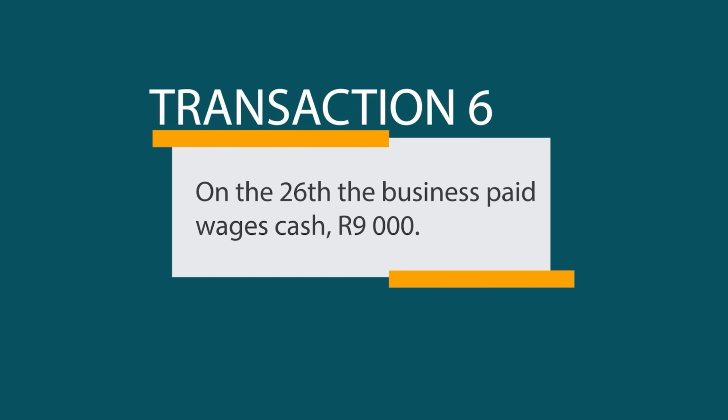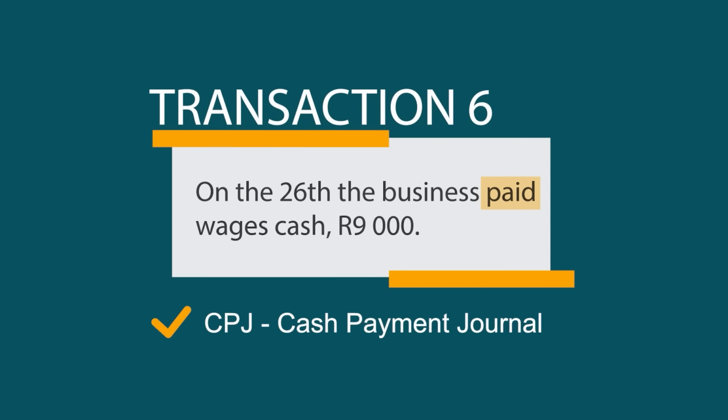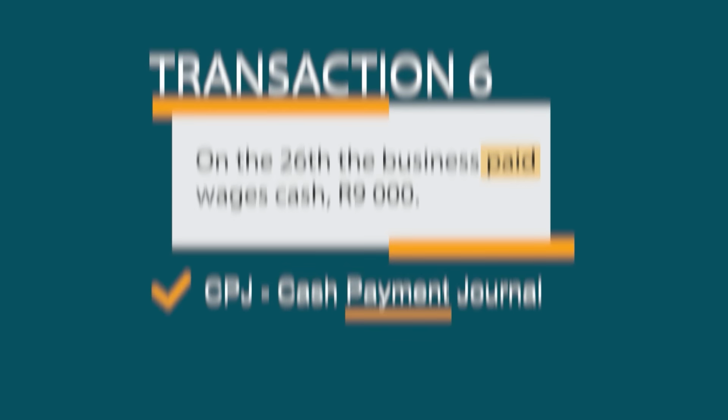We're getting good momentum. Here we go for the next one. On the 26th, the business paid wages cash for 9,000 Rand. Alright, stop. So is this in the CPJ or the CRJ? Alright, let's go. The word paid will indicate that this transaction will be recorded in the CPJ. Let's look at the CPJ below.